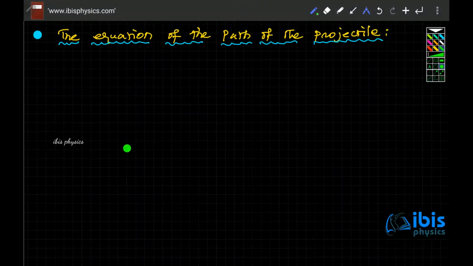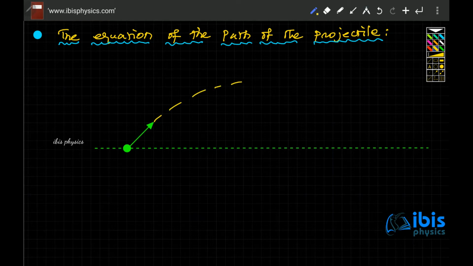So let us say you have a stone or a ball which you are going to project. When you project this at some angle with the horizontal, what happens to this ball? When you project this, it will probably go along this direction. That's what we have been looking at in the past 2-3 videos.